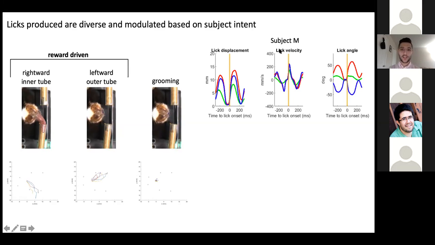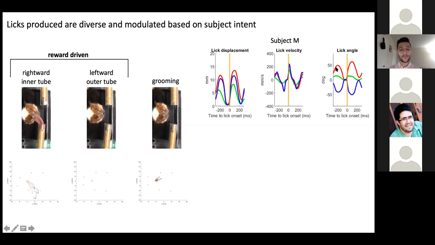So this is data from subject M. The first plot is lick displacement in time. I align licks to the onset of a lick, and I show you 300 milliseconds backwards in time, 300 milliseconds forward in time. Just from the oscillatory behavior of this trace, you can see that these licks are indeed rhythmic. Red trace corresponds to rightward licks, blue trace corresponds to leftward licks, and green trace corresponds to grooming licks. And as you can see, the displacement, or the total distance traveled by the tongue, during reward-driven licks is in fact longer than that of grooming licks. And of course, this is reflected in the velocity as well as the lick angle.